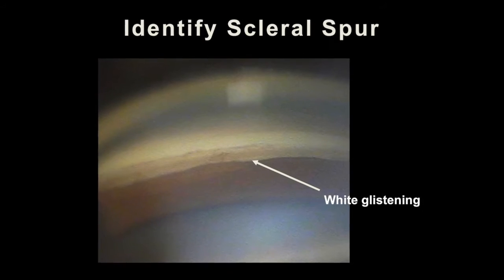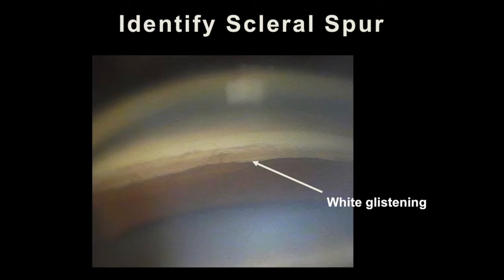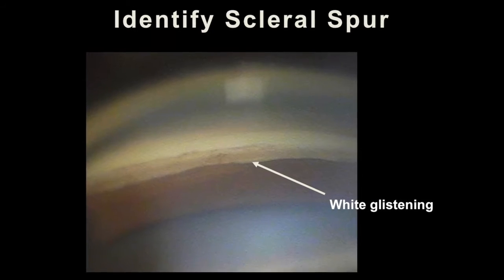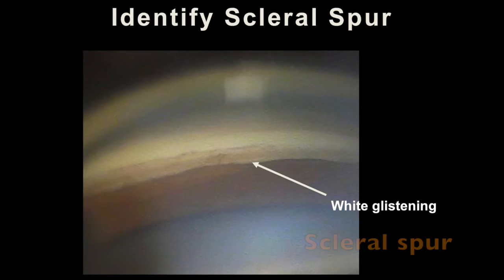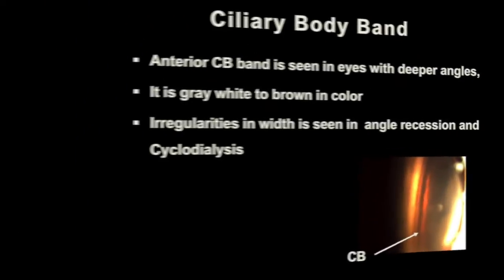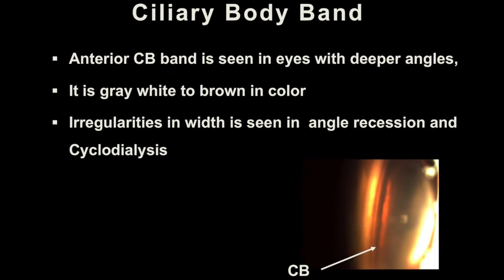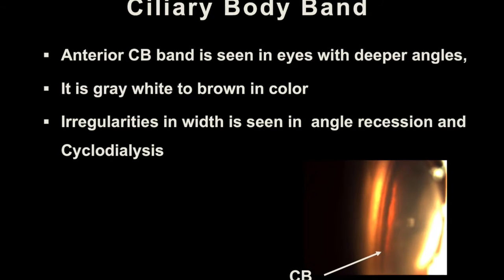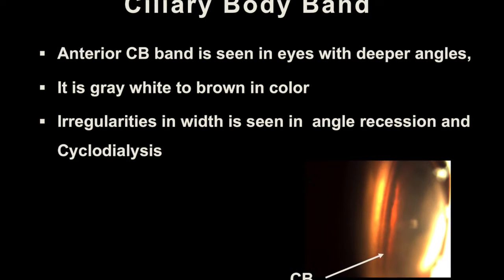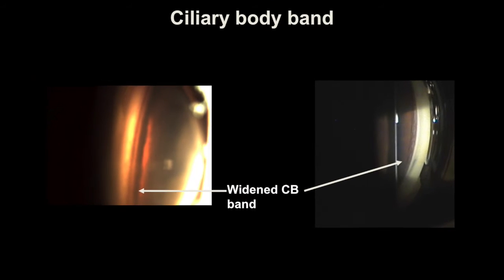Scleral spur is an important landmark in gonioscopy. It is seen as a white glistening line above the peripheral iris. Identifying this structure helps to differentiate open angles from closed angles. The anterior ciliary body band is seen in eyes with deeper angles. It is grey-white to brown in color.